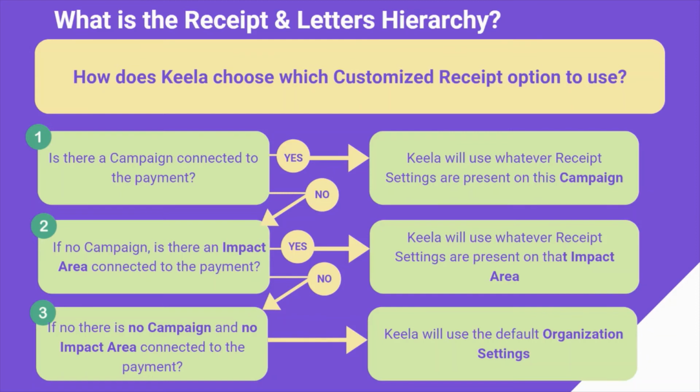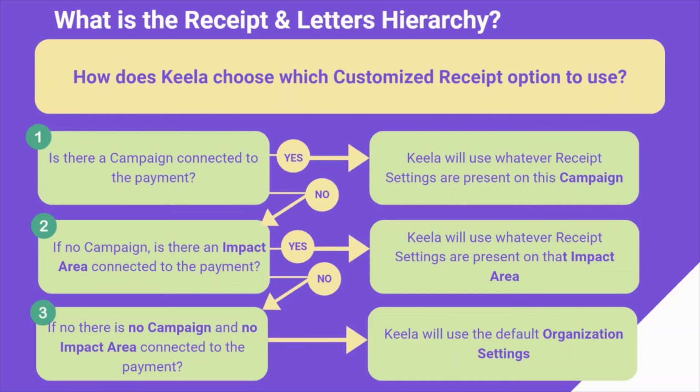If there's no campaign connected to the payment and the campaign label is completely blank, then Keeler will check if there is an impact area connected to the payment. If there is an impact area connected to that payment, Keeler will use, again, whatever receipt settings are present on that impact area. So if there's customized options and the customized toggle has been turned on, then Keeler will pull out those impact area customizations and put that on the receipt.